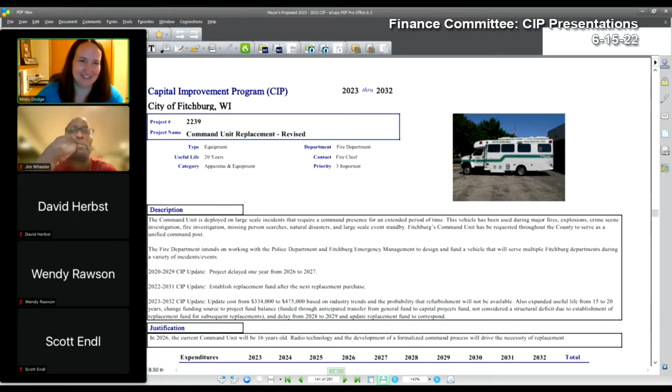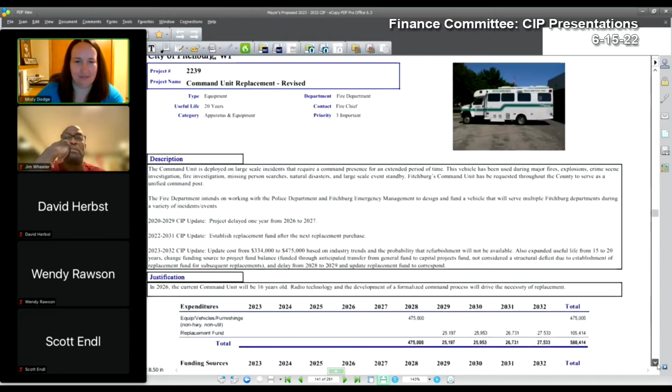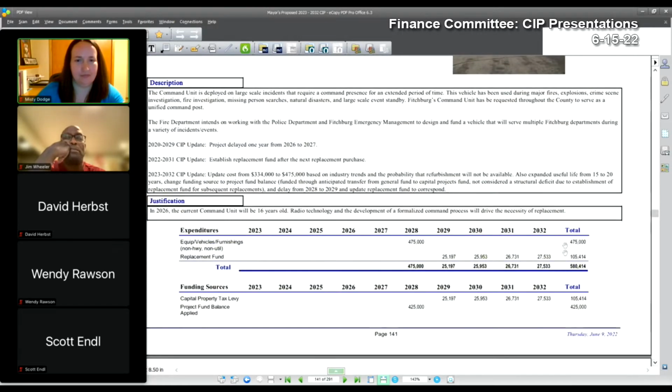2239. This one's been revised because we've upped the price on this one as well, and we delayed it a year. The reason being is because of the price escalation and because we think we can get another year out of this vehicle.